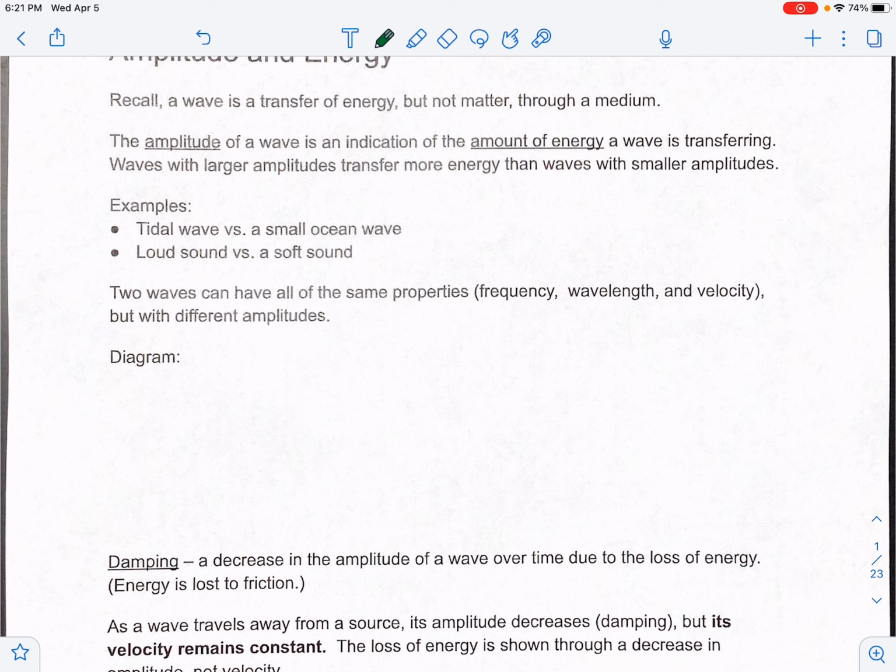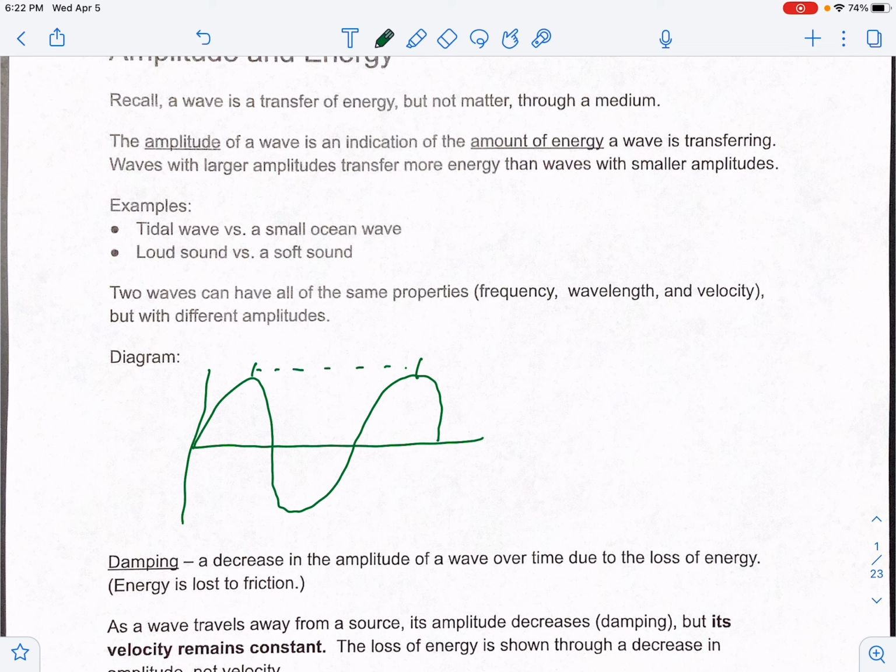If we draw a diagram, there's my origin line. I'm just going to draw a standard transverse wave. Remember, a transverse wave looks like this. You've got your wavelength, which would be crest to crest, or trough to trough. My amplitude is the height, basically the height from the origin line to the top. That is your amplitude right there.